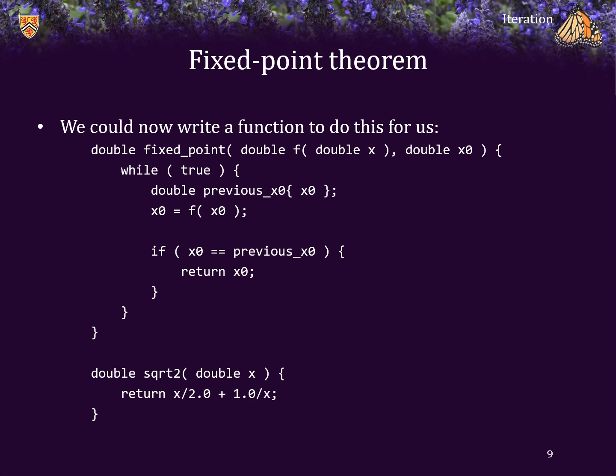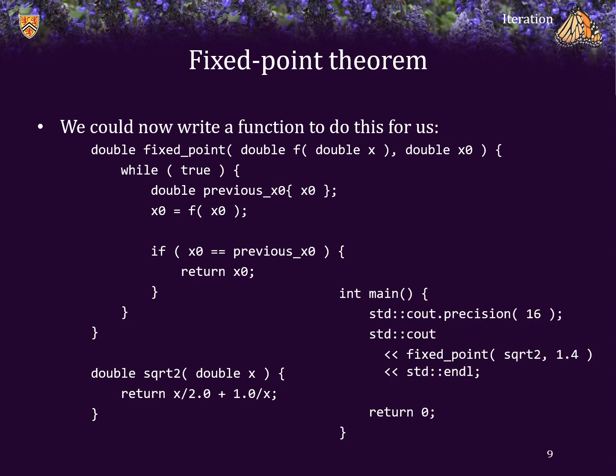We can now author a function called square root 2. Now this takes a double as a parameter and then returns x divided by 2 plus 1 over x. This is the function that we will iterate.